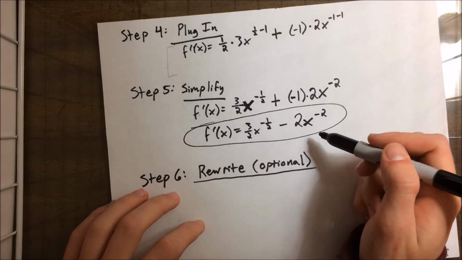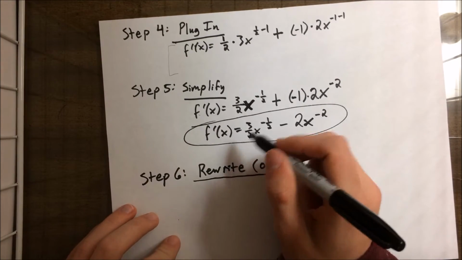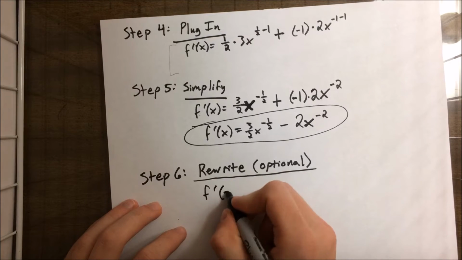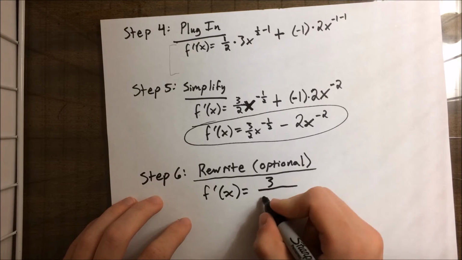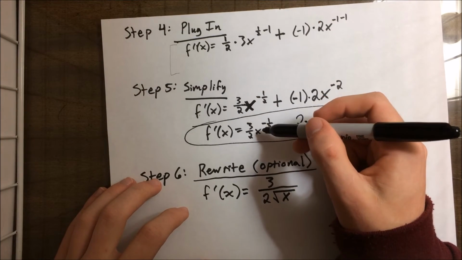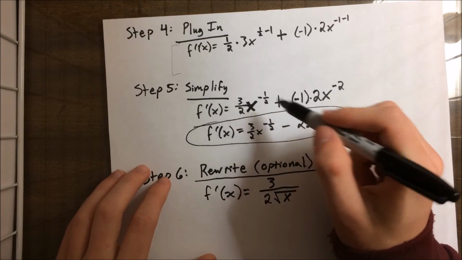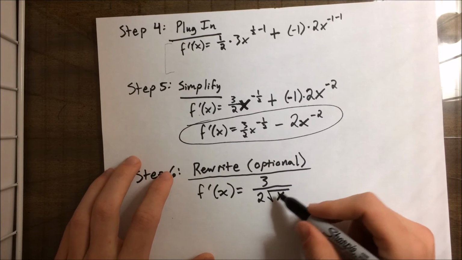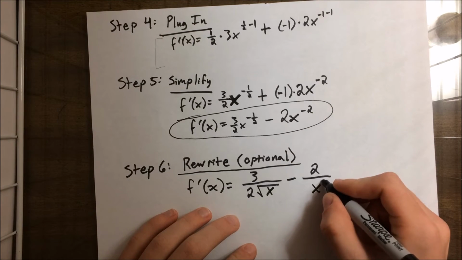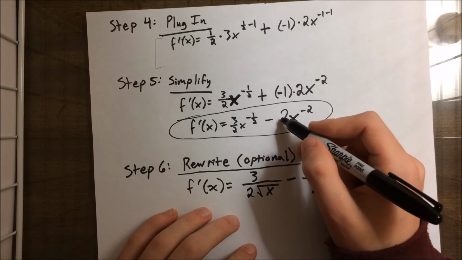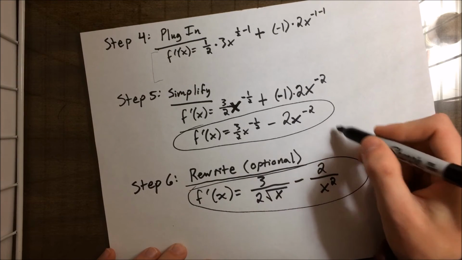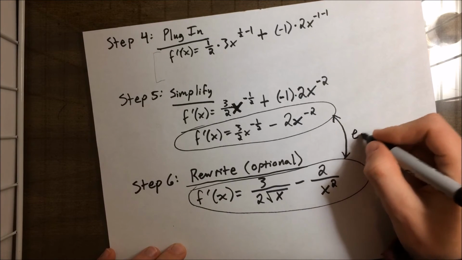Some teachers will want you to leave it with the exponents, and if your teacher wants you to put it back in the form like it originally was, then we can rewrite it, so that's optional. So f prime of x is equal to 3 over 2 radical x, since, as you might remember from the beginning of the problem, if the exponent is 1/2 or is any fraction, it means it's going to involve a radical. So 1/2 would be the square root. And then minus 2 over x squared. Since it's x to the -2, that means it's 1 over x squared times 2. So it's minus 2 over x squared. So this is your final answer. These two right here, those are equivalent.